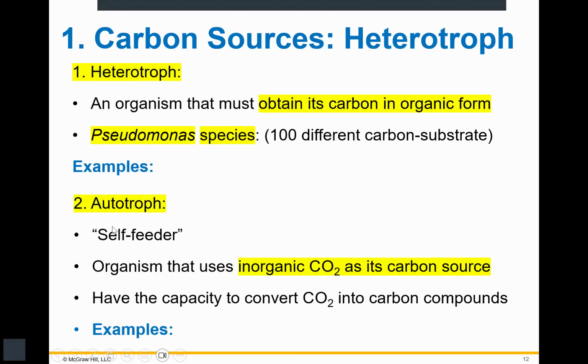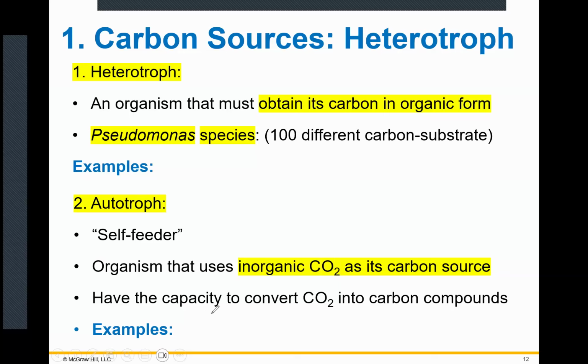Now, microbes can also obtain carbon from inorganic carbon dioxide. These are called autotrophs. Auto means self. Troph means feeder. So self-feeders are able to obtain their carbon from carbon dioxide, and they can convert it into various carbon compounds through the process of photosynthesis.